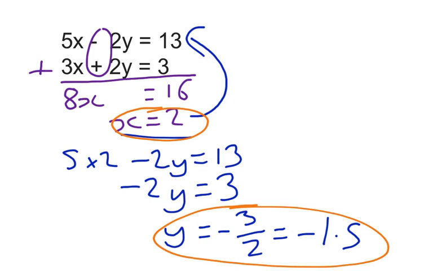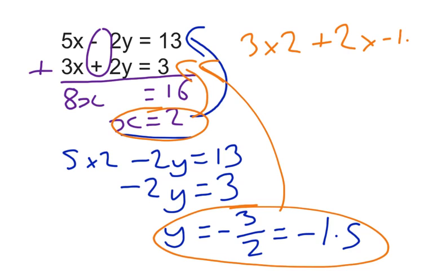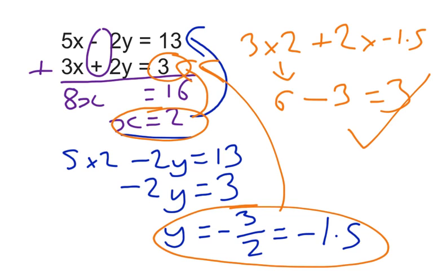We're going to check this in our second equation. 3 times by x, or 3 times by 2, plus 2 times by minus 1.5. Well, 3 times by 2 gives us 6. 2 times by minus 1.5 is minus 3. And that does indeed equal 3 as we were expecting. So we've got the right answer.